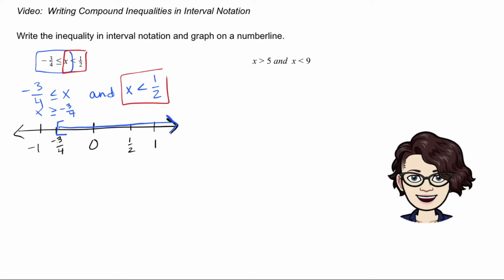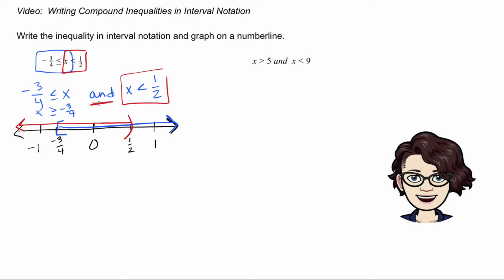I'm going to change to red for our second inequality. If you're taking notes, I suggest for these videos to also take notes color coded. If we have x is less than 1/2, well, that can't be equal to 1/2. That would be just strictly less, and that would go that direction.